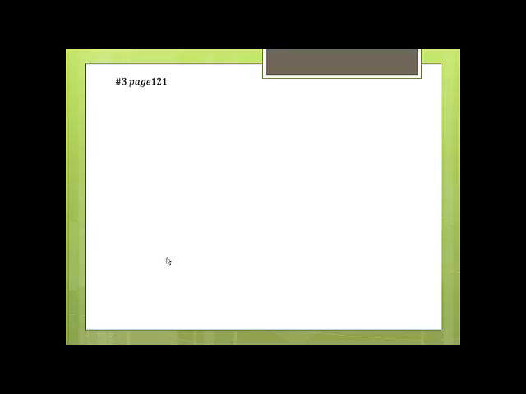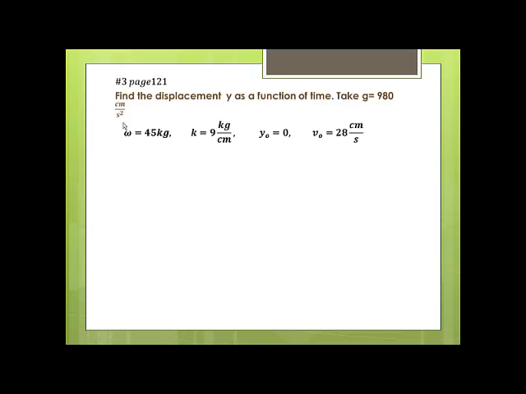Next is from page 121, number 3. Find the displacement y as a function of time. Take g equal to 980 centimeters per second squared. So we have here our weight is equal to 45 kilograms, our k is equal to 9 kg per centimeter, y sub o is equal to 0, and v sub o is equal to 28 centimeters per second.